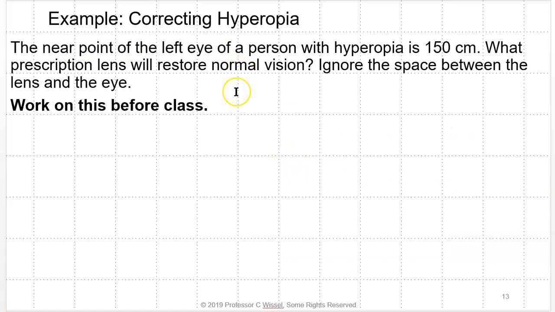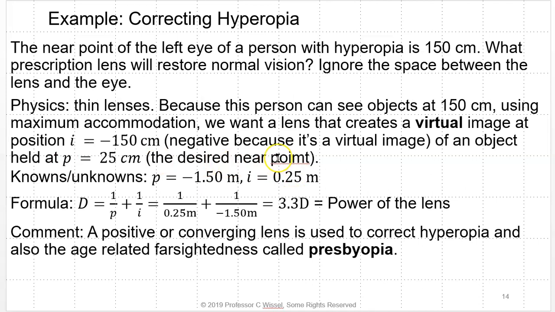So this is an example. We're going to correct this condition. The near point of a left eye of a person with hyperopia is 150 centimeters. What prescription lens will restore normal vision? Ignore the space between the lens and the eye. And you should be doing this before you view the videos or come to class.